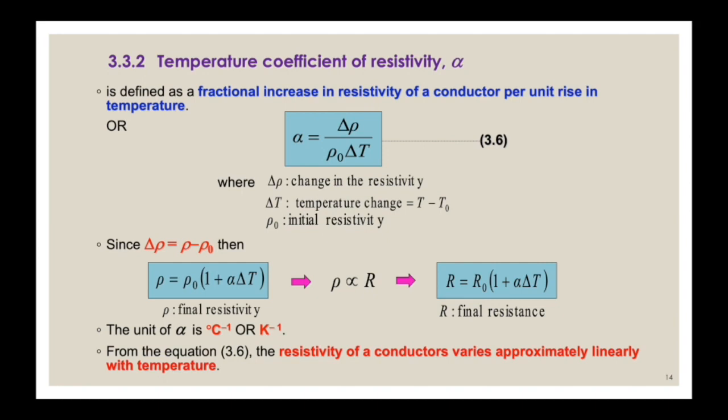where length is equal to length naught times 1 plus alpha delta T. Okay, so from these equations, the resistivity of a conductor varies approximately linearly with temperature. So when temperature increases, resistivity also increases.